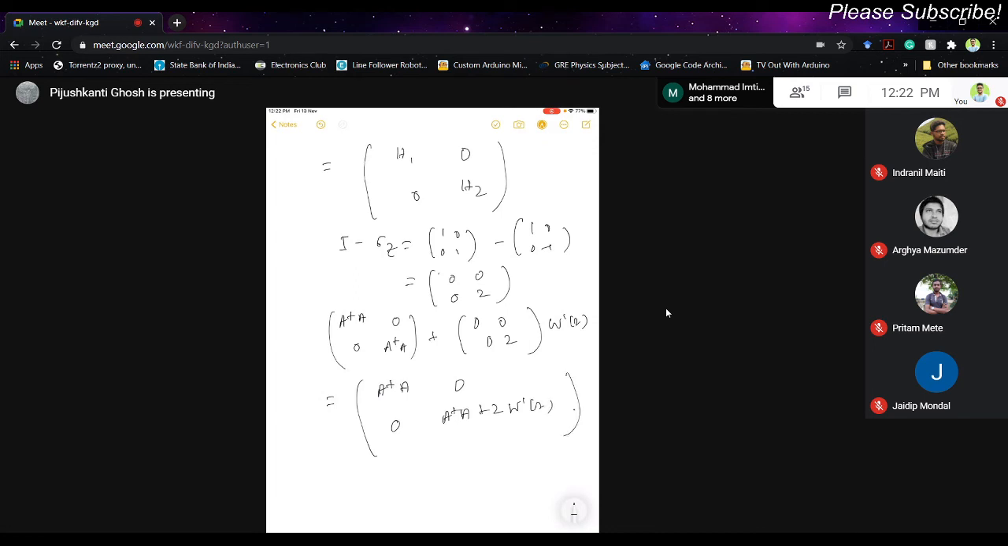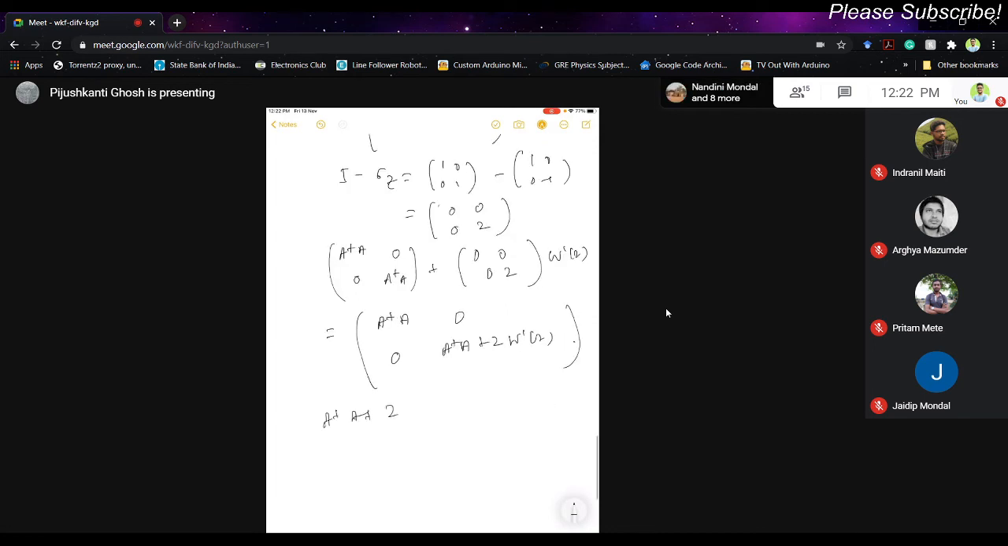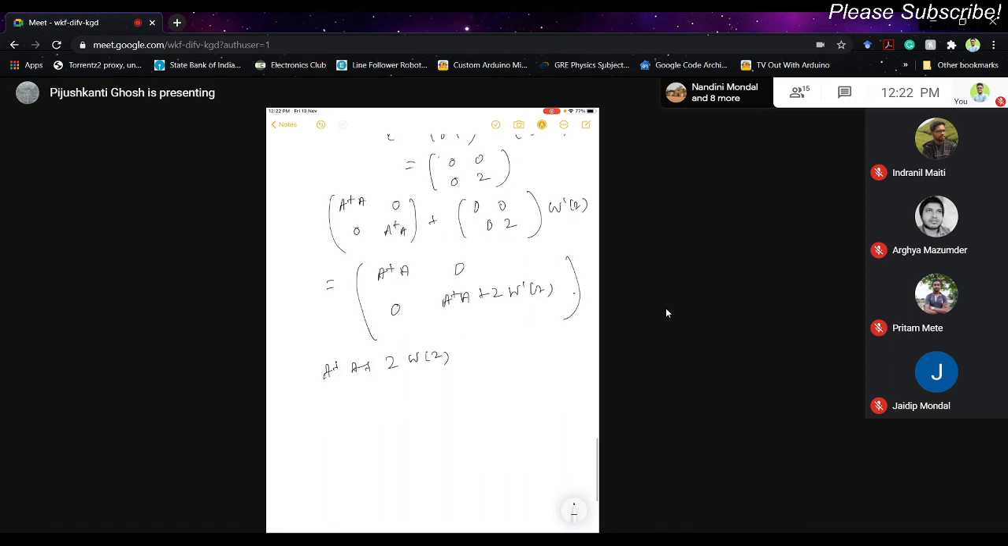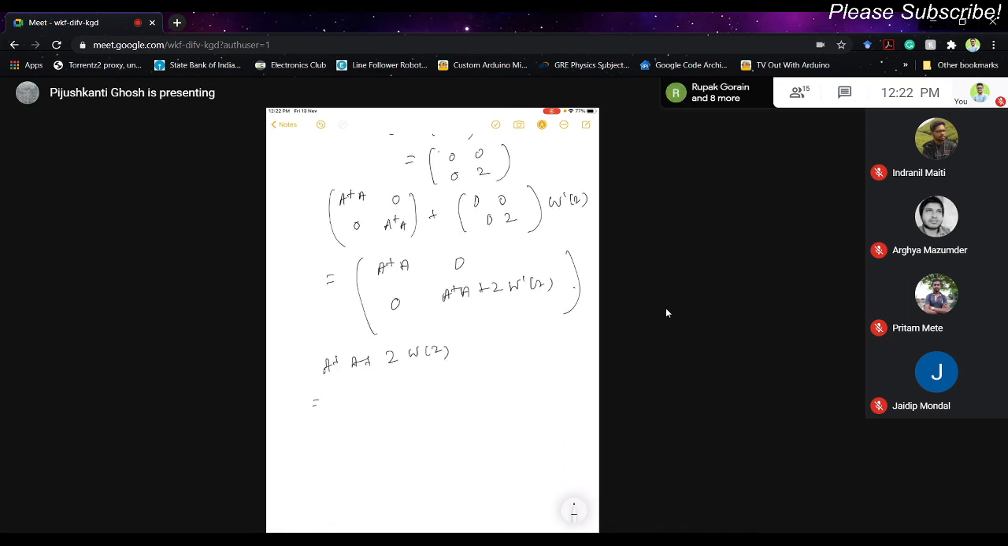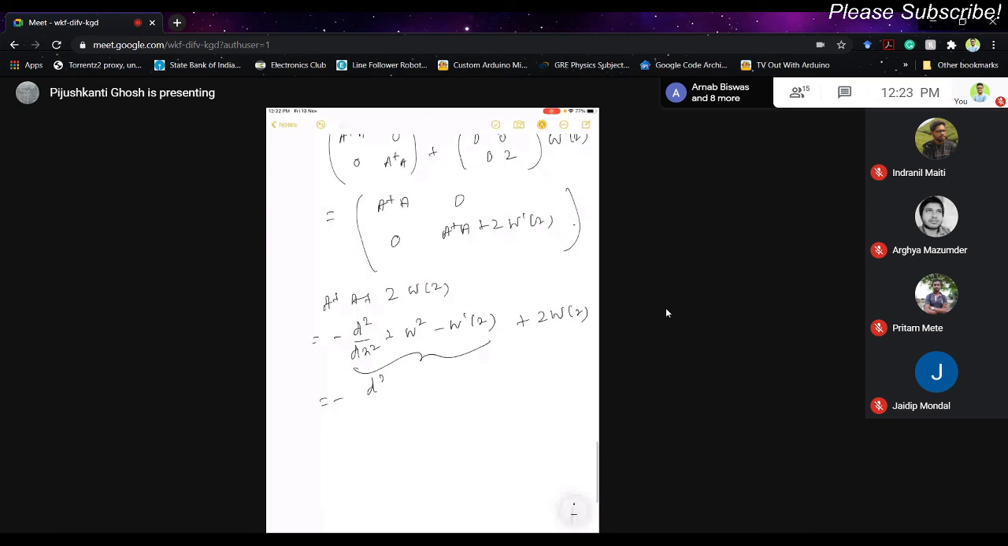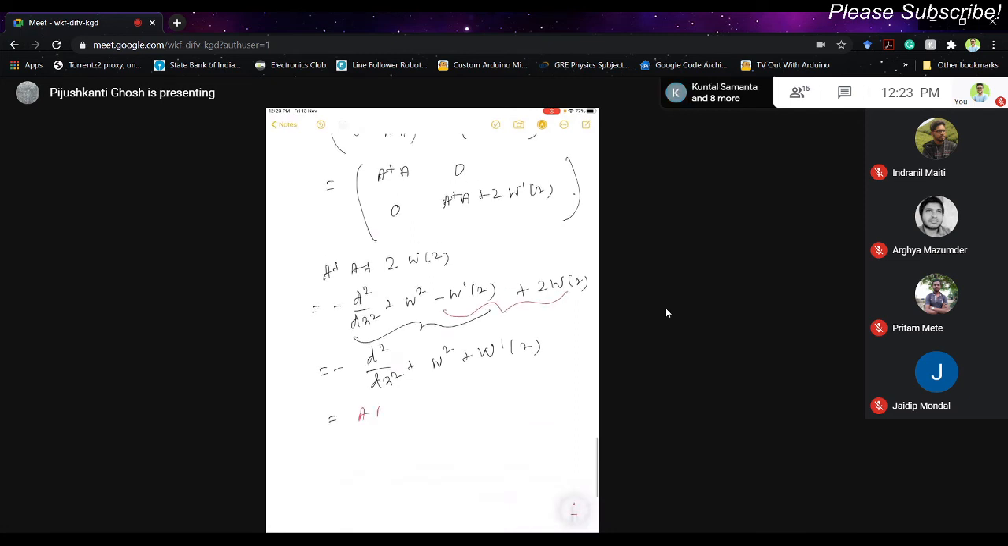a dagger a equals minus d2 dx square plus omega square minus this is a dagger a plus 2 omega x is equal to minus d2 dx square plus omega prime x. The reason is that this is nothing but a dagger. Clear?